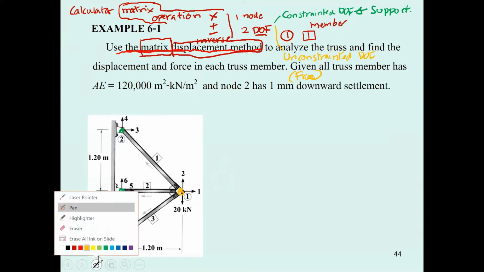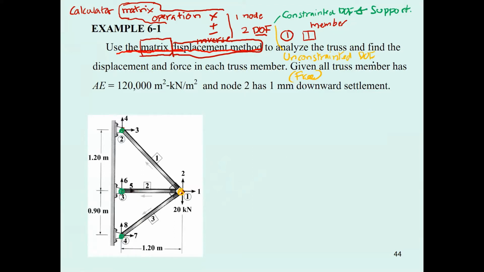Then the important thing is that the numbering of the unconstrained degrees of freedom comes before the constrained degrees of freedom. Based on this, we have degree of freedom number 1 in the x direction and number 2 in the y direction coming before degrees of freedom number 3, 4, 5, 6, 7, and 8. You can see we have a total of 4 nodes, so we have a total of 8 degrees of freedom, separated into 2 unconstrained and 6 constrained degrees of freedom.